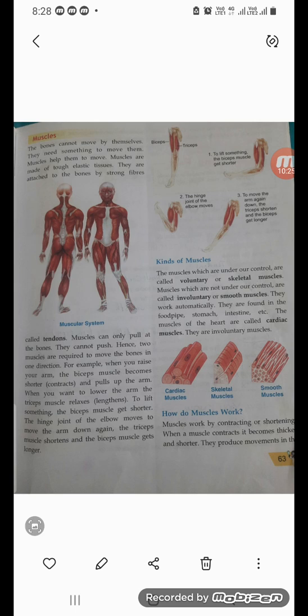To lift something, biceps muscles get shorter. The hinge joint of the elbow moves to move the arm down again. The triceps muscle shortens and biceps muscles get longer. For everything, you see, a biceps and triceps muscle is working. If you are lifting something, the biceps muscle becomes shorter. The hinge joint is in the elbow and it helps to move the elbow, and to move your arm the triceps muscle is used.